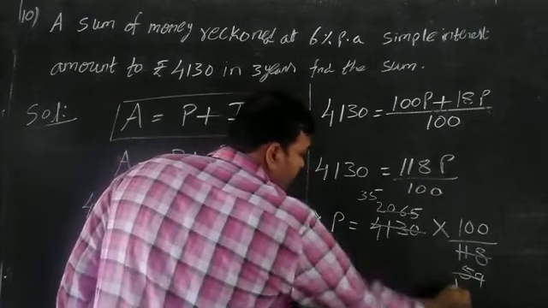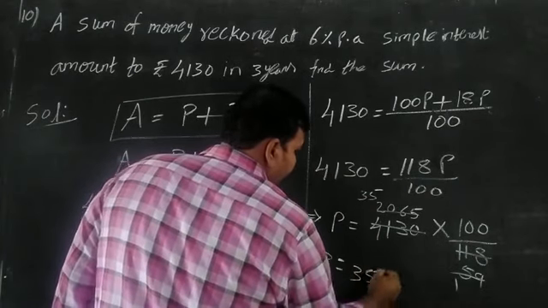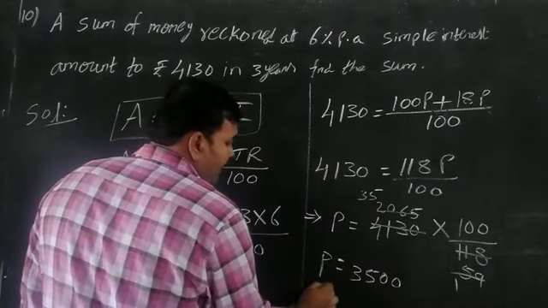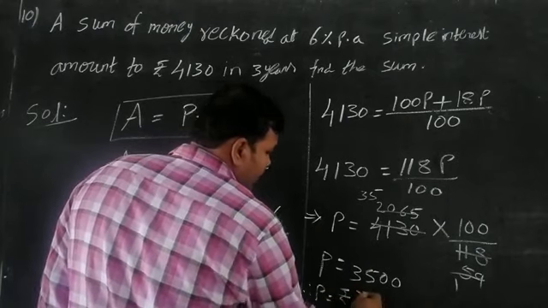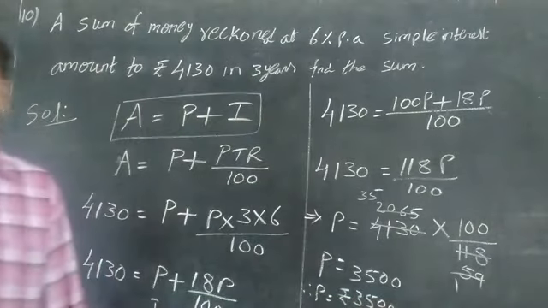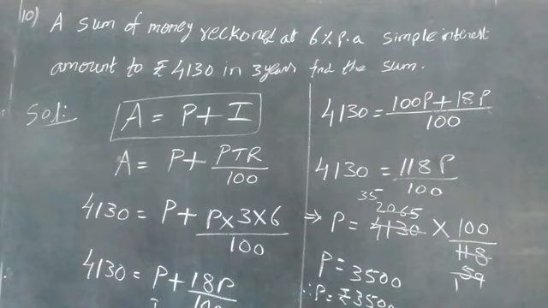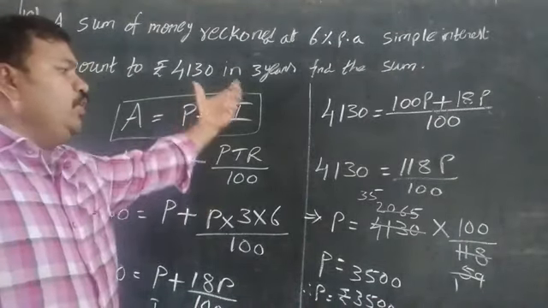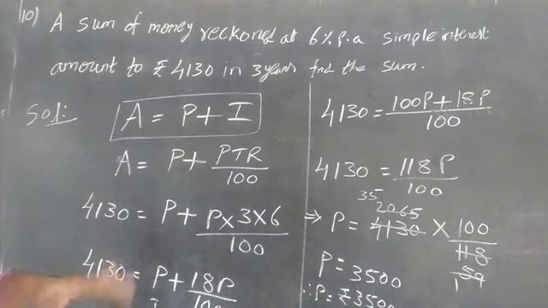So P is equal to 3500. Therefore P is equal to rupees 3500. Once again, listen to this sum carefully. In this shortcut method, if you work in the expansion form, you can get that answer easily. Otherwise we will get a much bigger answer.